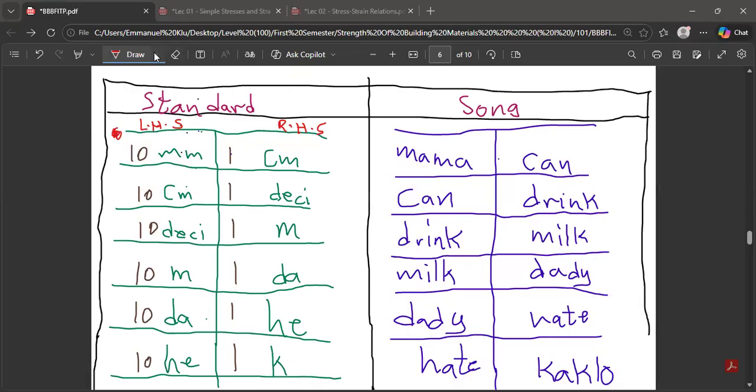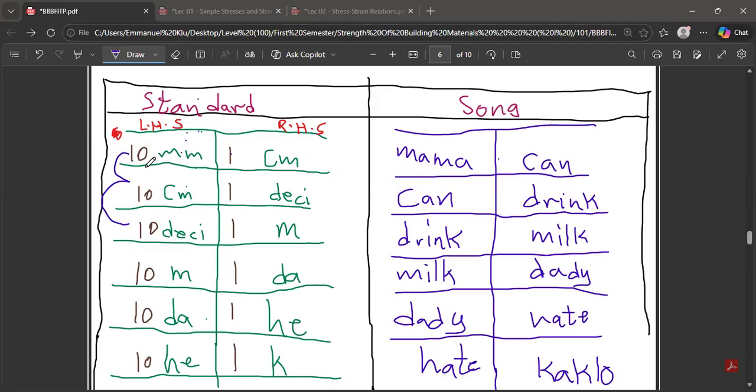See, 10 times 10 times 10 is going to give you 1,000. Do you understand? So at the end of the day, 1,000 millimeters is going to give us how many meters? 1 meter. So always focus on your left-hand side to discover the formula.